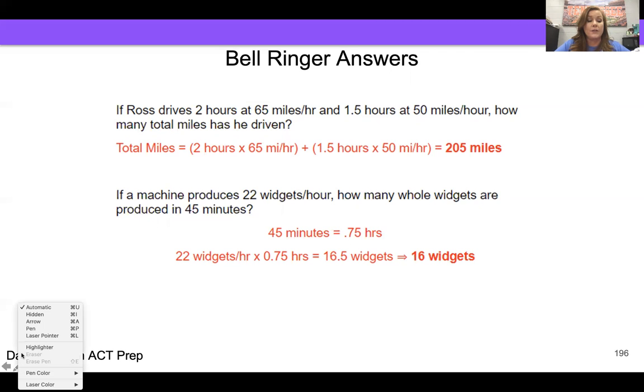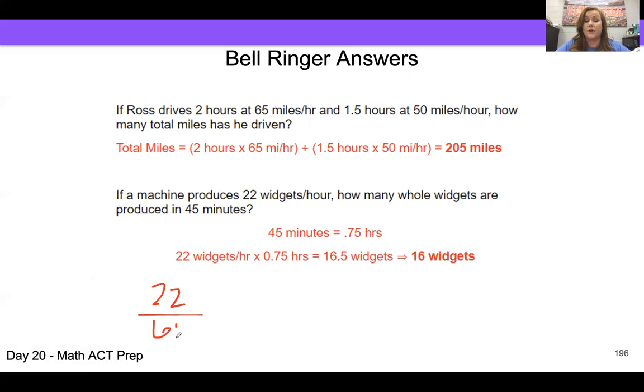Another way that you can do this is to set up a proportion. You could say 22 widgets is to 60 minutes. We've got to convert that 1 hour to 60 minutes since they're asking us about 45, is equal to X over 45 minutes. That's going to give you 16. But again, if you recognize that 45 minutes is 3/4 of an hour, or 0.75, you just multiply by 0.75 and you get 16.